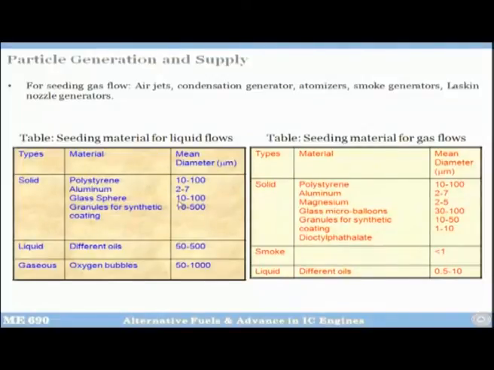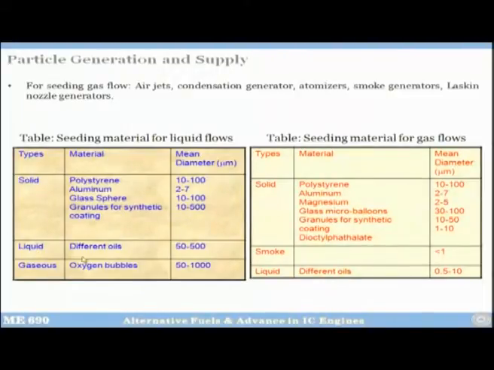Glass spheres, these are hollow glass spheres. These are also very light material, 0 to 100 micron in size. Then there are different types of synthetic coating granules, also extremely light materials, 10 to 500 micron in size. Just to put things in perspective, the size of your hair is somewhere between 50 to 100 micron. If you have very nice silky hair, it could be 50 micron. If you have something as thick as mine, it could be 100 micron. So, that is the dimension of the particles that you are going to put.